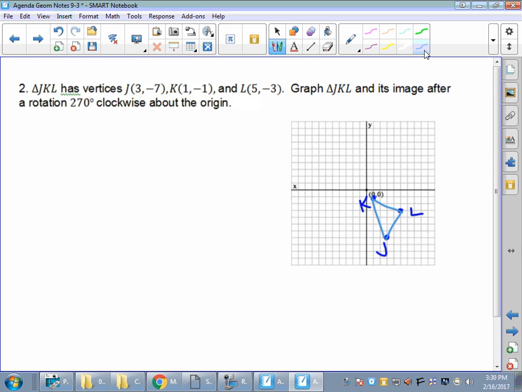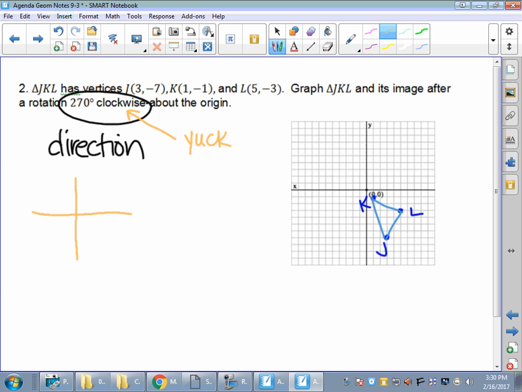So now we've got 270 degrees clockwise. What is 270 degrees clockwise? If I start right here and I go clockwise 270 degrees, I would land right here, right? But I don't want to go clockwise. So what's 270 degrees if I go counterclockwise? I've got myself a 90 degrees counterclockwise rotation.